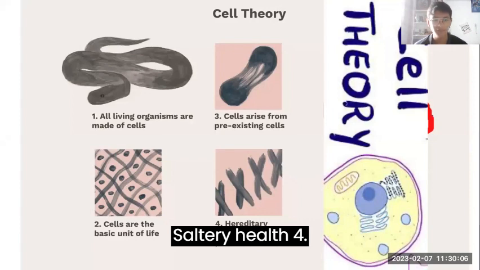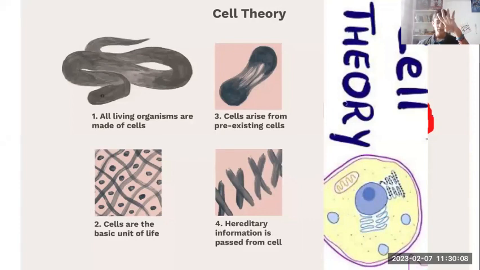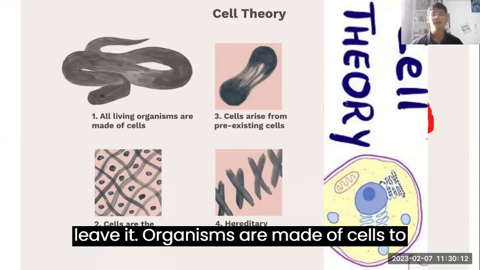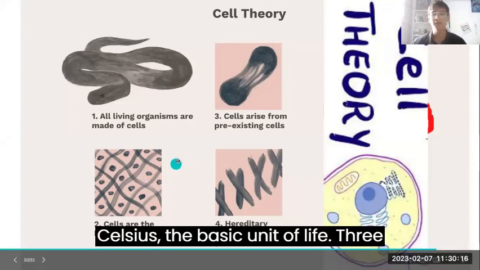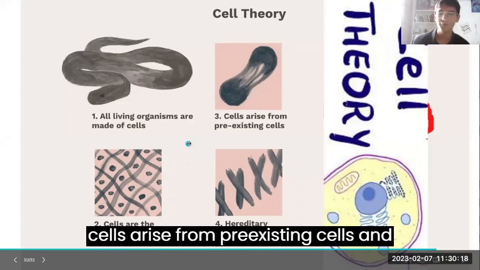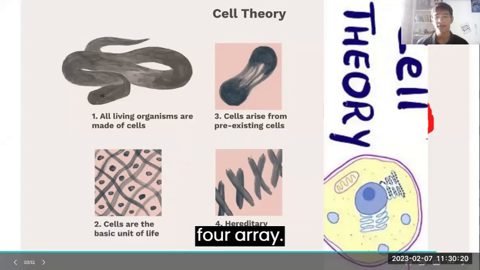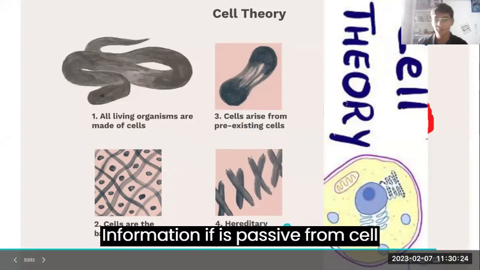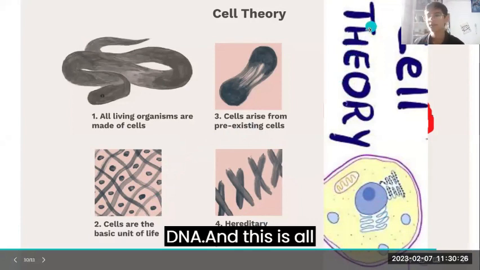The cell theory has four postulates. One, all living organisms are made of cells; two, cells are the basic unit of life; three, cells arise from pre-existing cells; and four, hereditary information is passed through cell DNA.